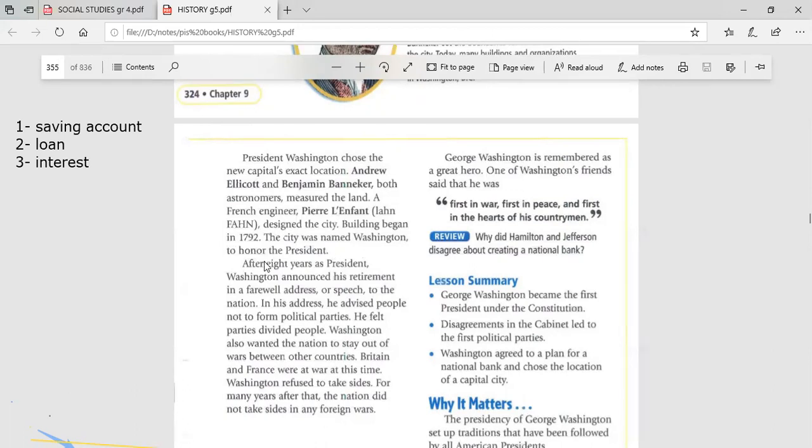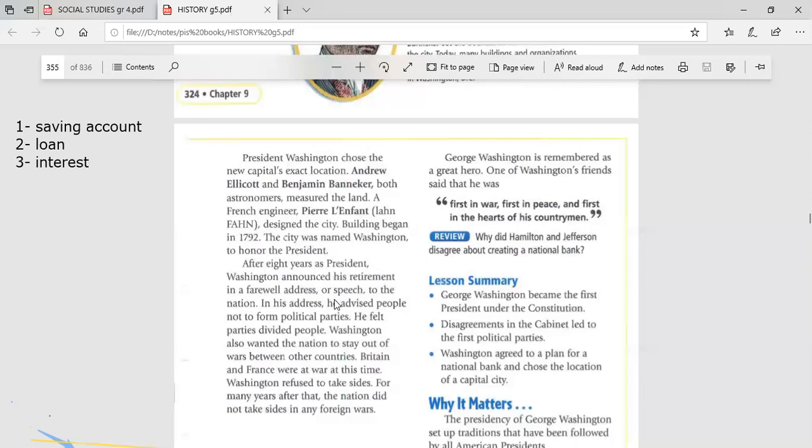Exactly. Okay. So after eight years, as President Washington announced his retirement, you know that George Washington was President of America for only eight years. Okay. And after that, he left his position. He retired. Retired means he left his position.